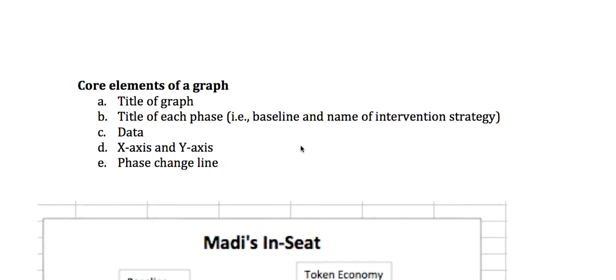About this briefly, but there are some elements that must be in a graph. So the core element of a graph includes these five. So title of graph, the title of each phase, and data. X-axis, Y-axis, you have to label those, and you must have phase changing line.